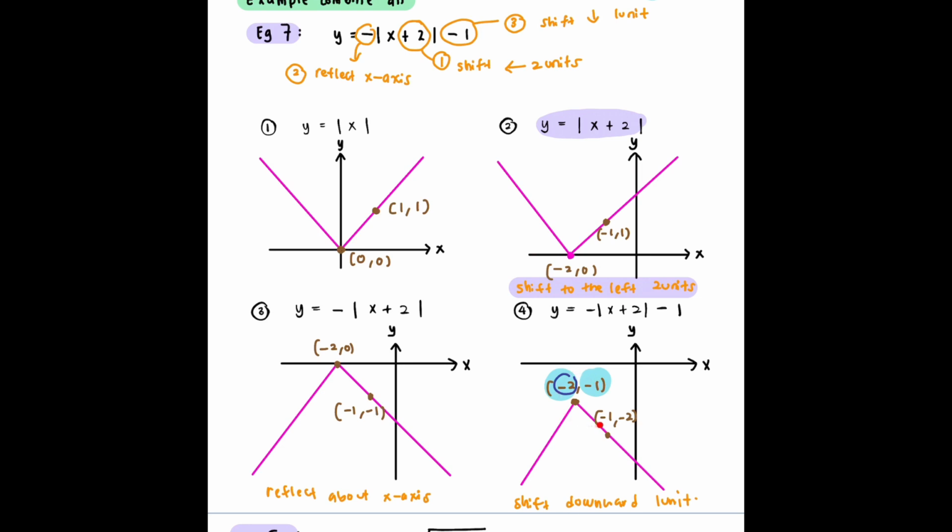Okay, to double confirm, you can check for the second point. Just substitute x into the equation. If you have the y value equal to the coordinate, then you have the correct graph. Okay, checking it is not compulsory. It is just for you to make sure you have the last correct graph. The last graph is correct. Okay, so that is the example of the combination for all the 3 steps.